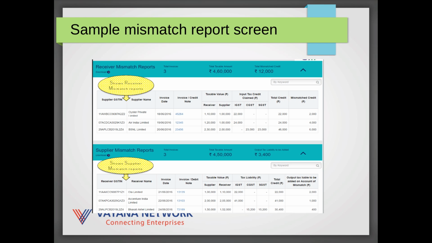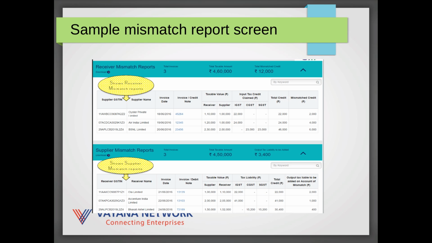This is a sample screen showing mismatch reports, where the seller version and the buyer version don't exactly line up, and they end up creating what is known as a mismatch. There is a specific set of rules on what constitutes a mismatch. Not every single disagreement becomes a mismatch, but typically when the buyer claims more ITC than the seller has documented, it will definitely be classified as a mismatch for sure.